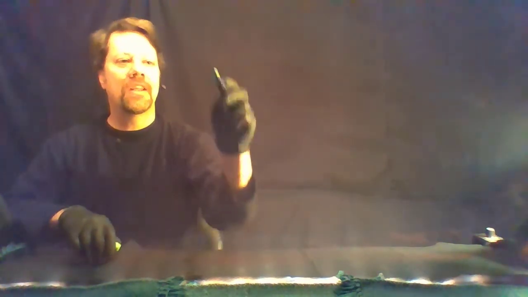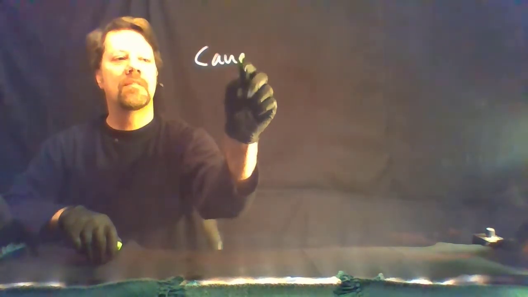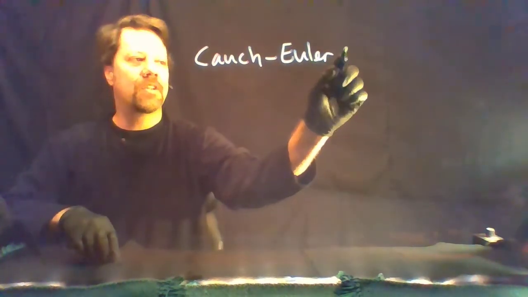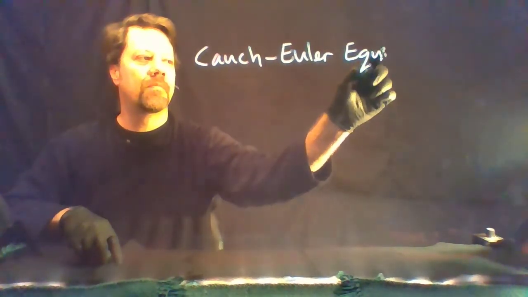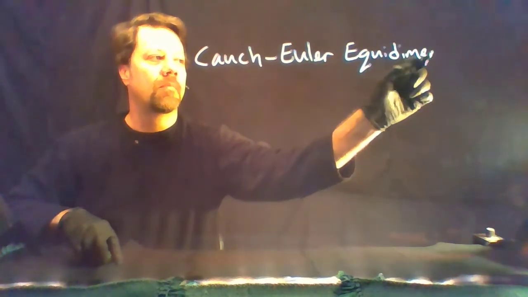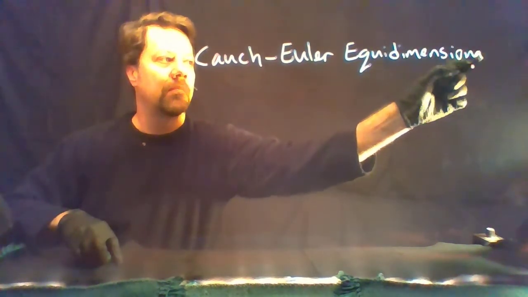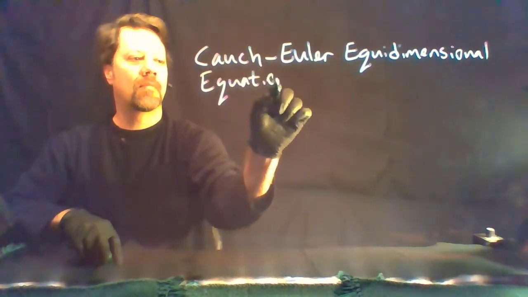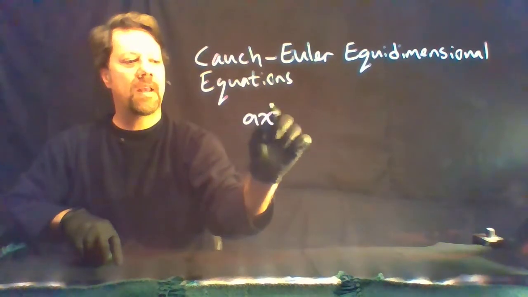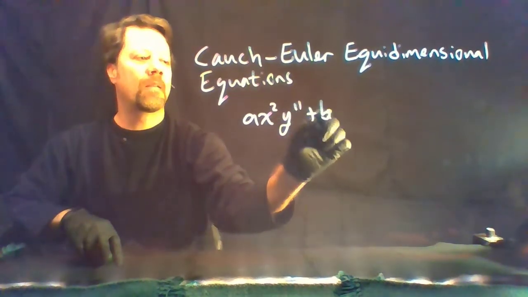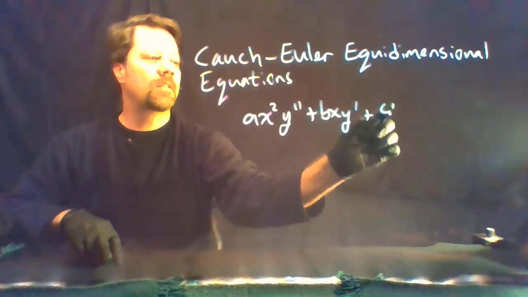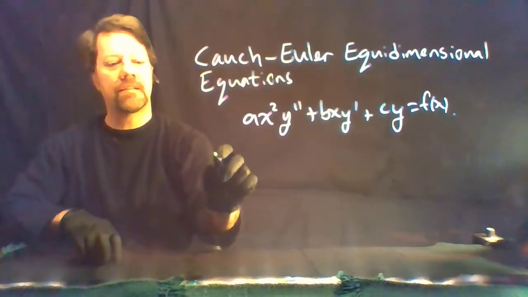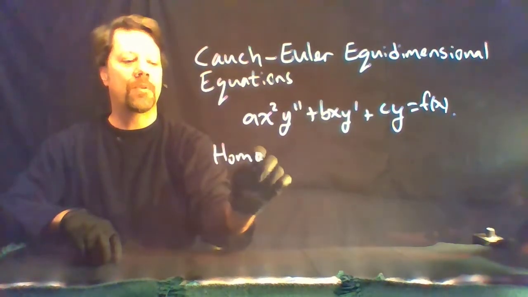Today we're going to talk about the Cauchy-Euler Equidimensional Equations. These have the form ax squared y double prime plus bx y prime plus cy equals f of x. And in particular, we are going to consider the homogeneous case.